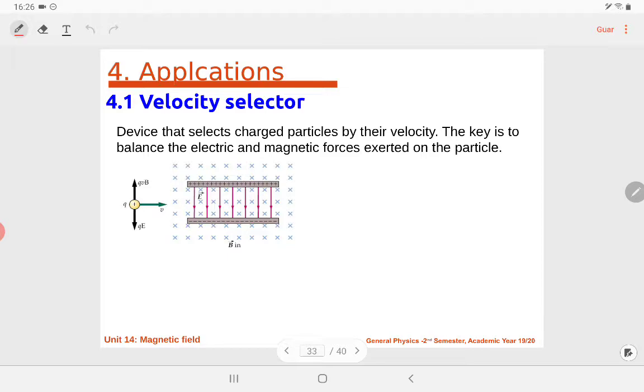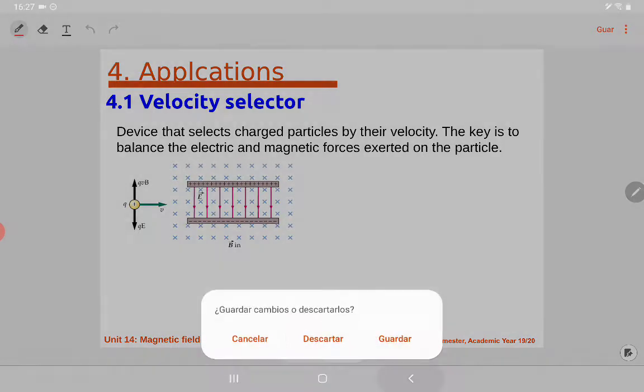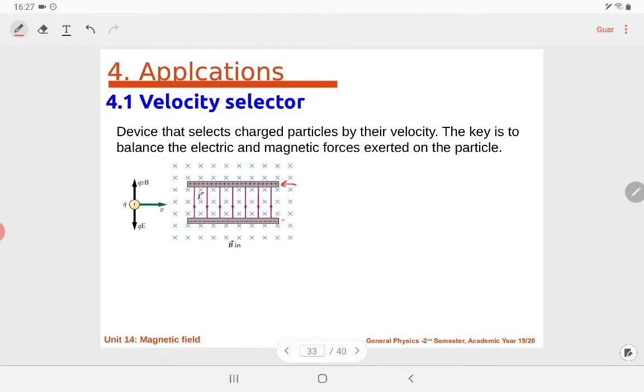So imagine the following set, where you have an electric field, a uniform electric field that is pointing downwards, as in the drawing. You could produce this, for instance, by a capacitor with the positive plate here and the negative plate here. So you have this electric field given by these red arrows.